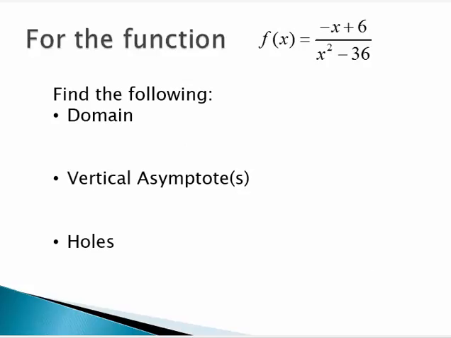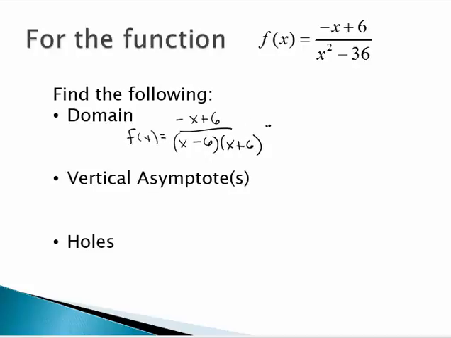Let's start with the domain. For rational functions, we're always interested in finding when the denominator is 0. Whatever values cause us to divide by 0 are the values that we have to exclude from the domain. So I want to always factor these if I can. This is my function f factored.